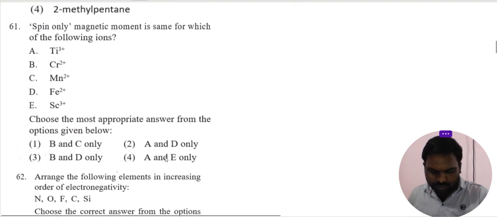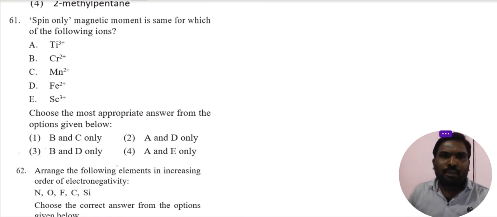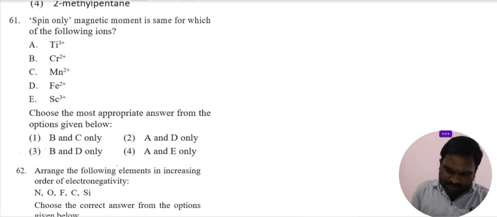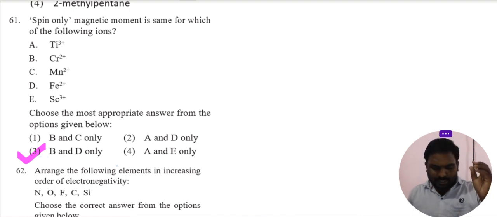Now coming to question 61. Spin-only magnetic moment is the same for which of the following ions? Here no need to calculate the spin-only magnetic moment value, root over n into n plus 2 Bohr magneton. Here you can just count the unpaired electrons, that is enough. Which option is the right answer? Option 3 is the right answer, because here B and D have the same number of unpaired electrons.